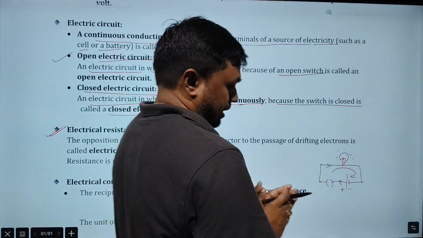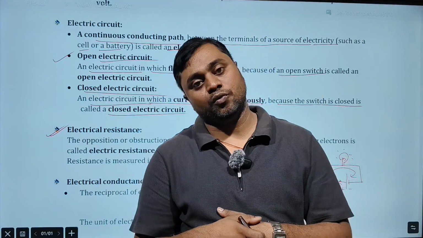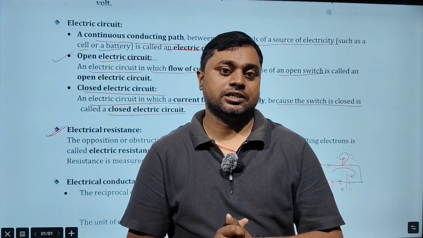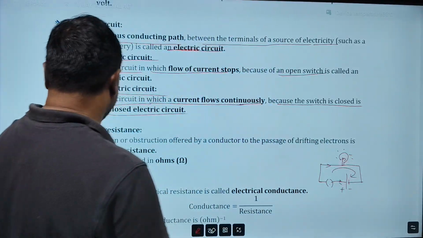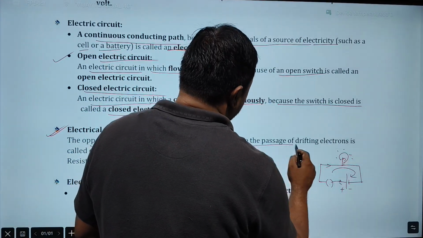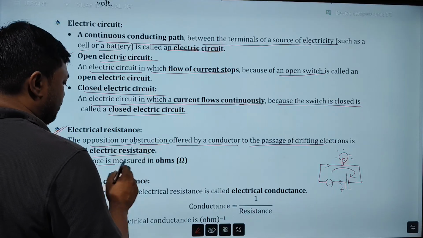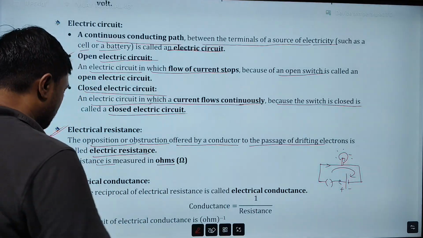See, whenever charges flow through a conductor, there is some opposition offered to the flow of charges, that is called resistance. What is resistance? You can see the definition: the opposition or obstruction offered by the conductor to the passage of drifting electrons is called electric resistance, and the SI unit is what? Ohm. It is measured in ohm.